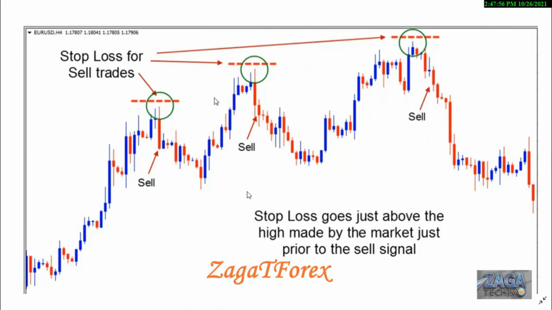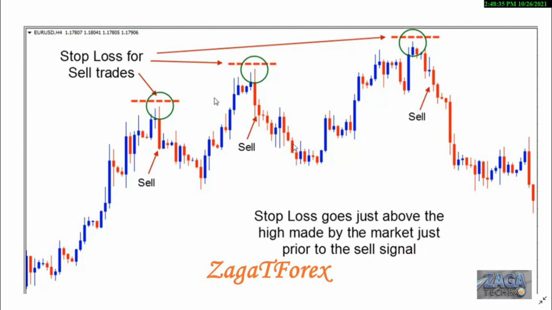As you guys are seeing in these pictures here, the stop loss for a sell trade goes just above the high made by the market just prior to the sell signal. All right, now let me explain. Support and resistance areas are excellent places to put your stop loss, guys. When you're in a sell trade and you want the market to drop, putting your stop loss just above the most recent area of resistance is the safest place.